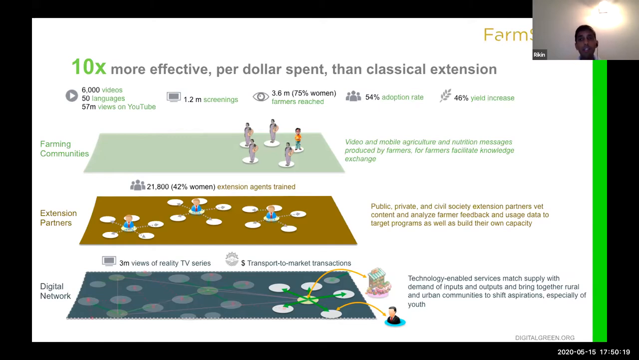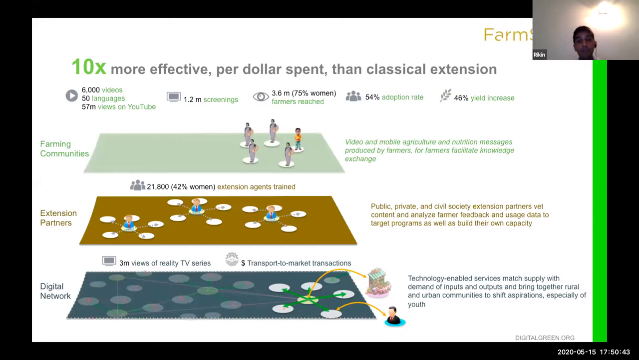has actually translated into real impact when it comes to, at an individual farmer level, a boost in productivity of about 50%, and at a systems level, to really change the cost that it takes for these government extension programs to reach each individual farmer, by a factor of 10.